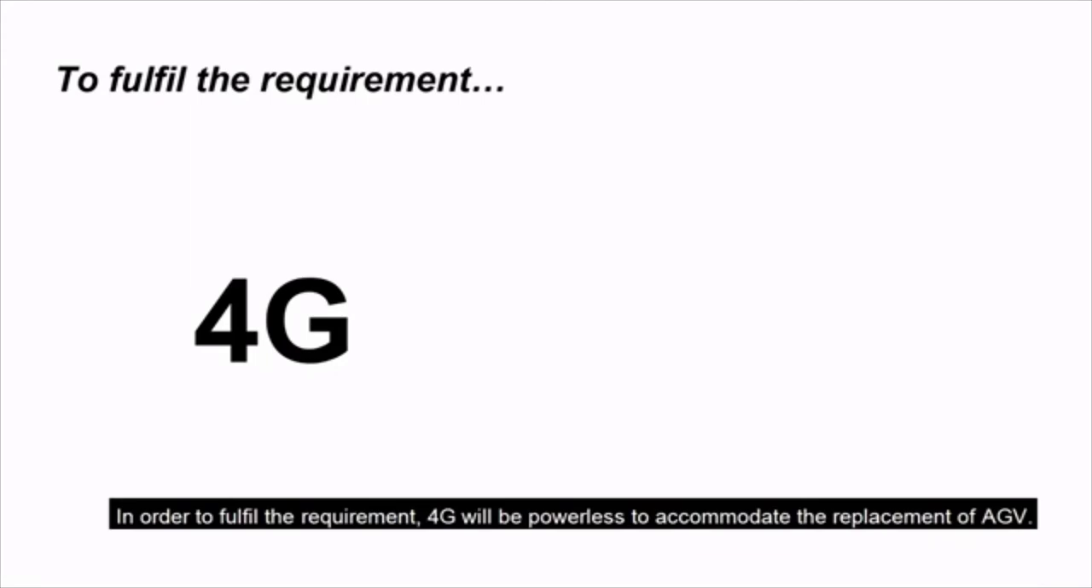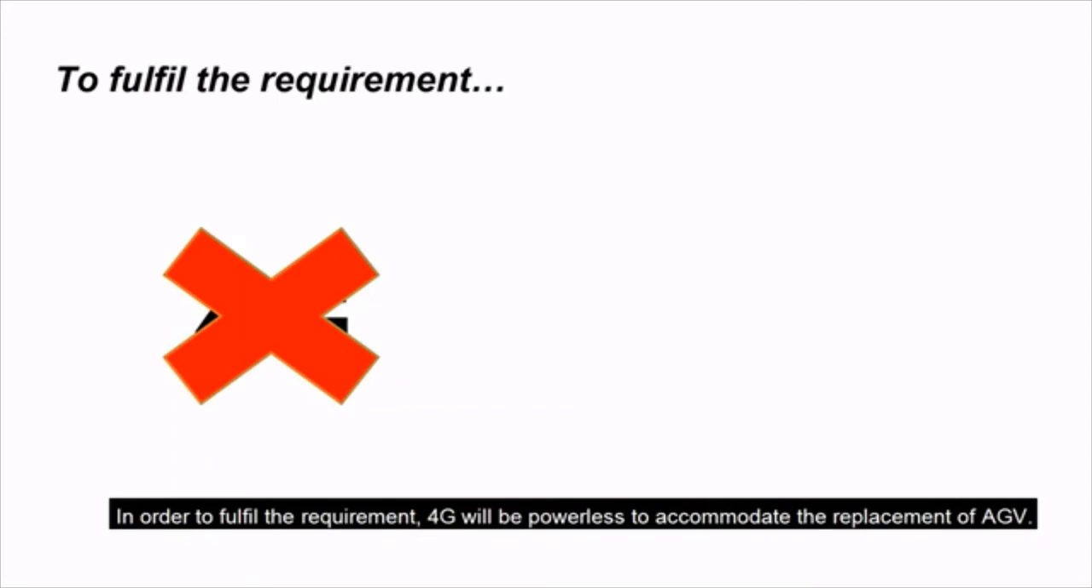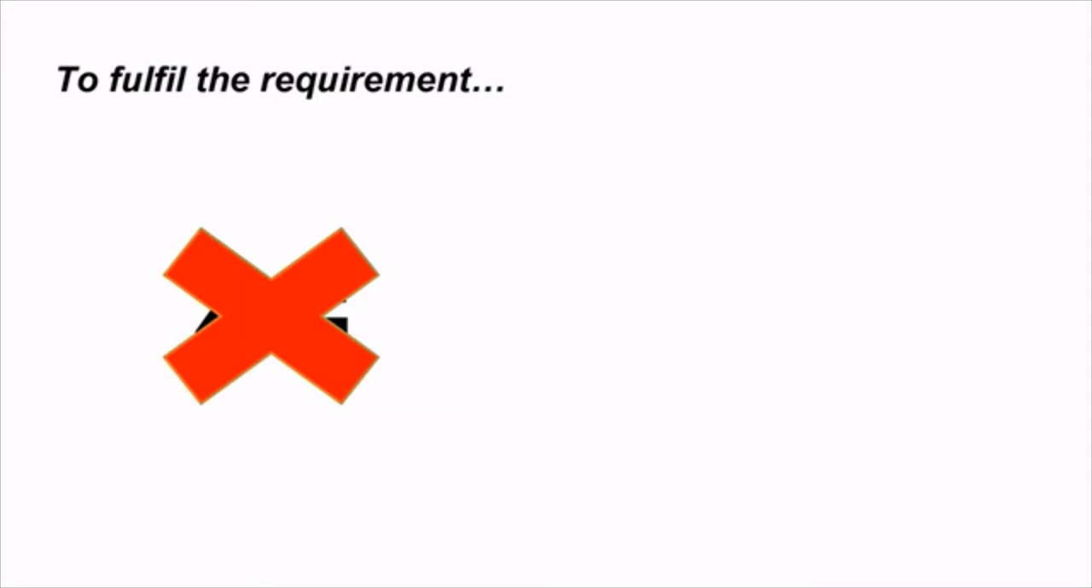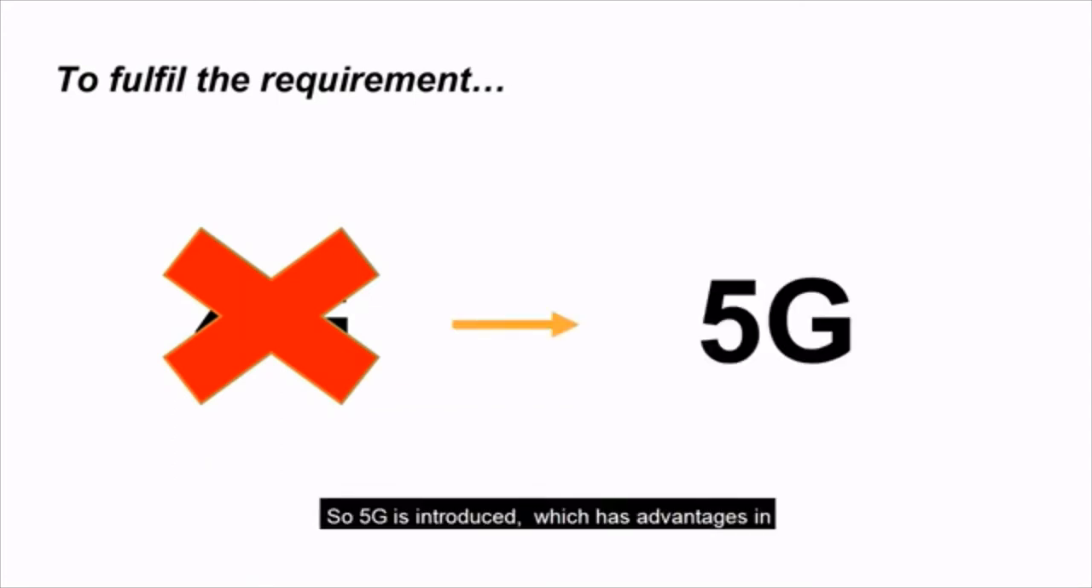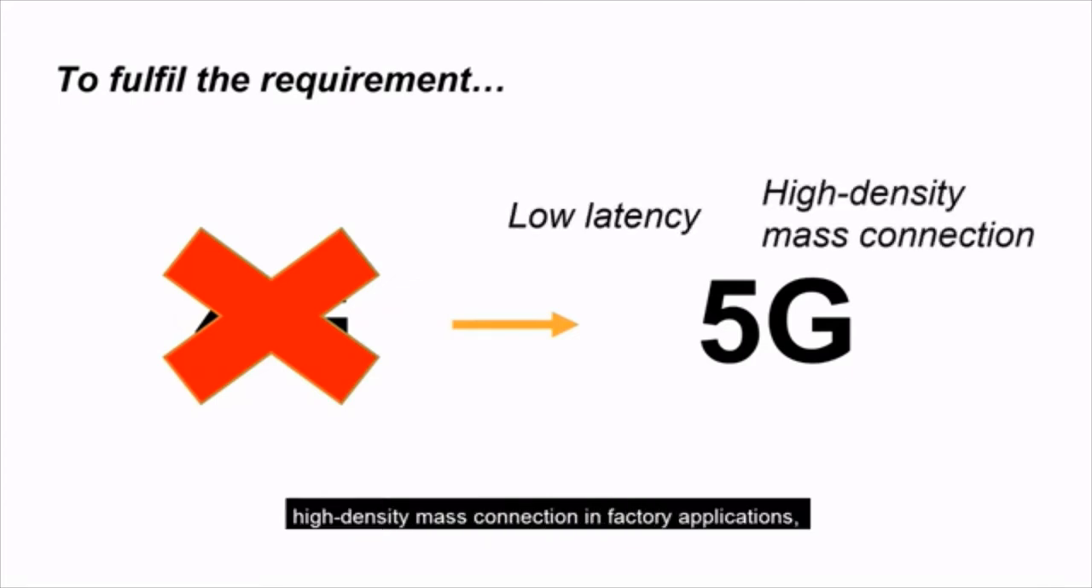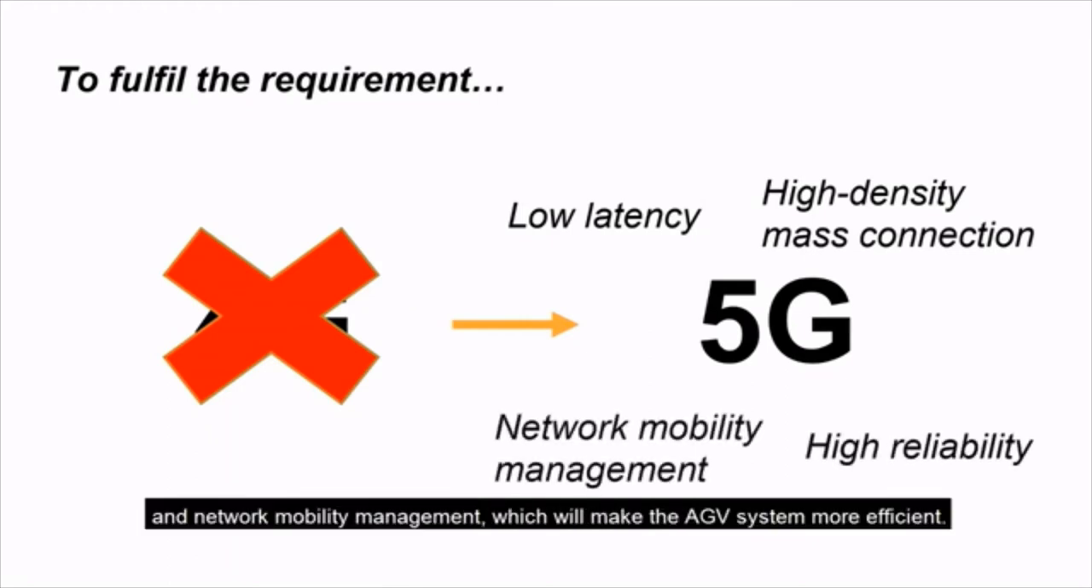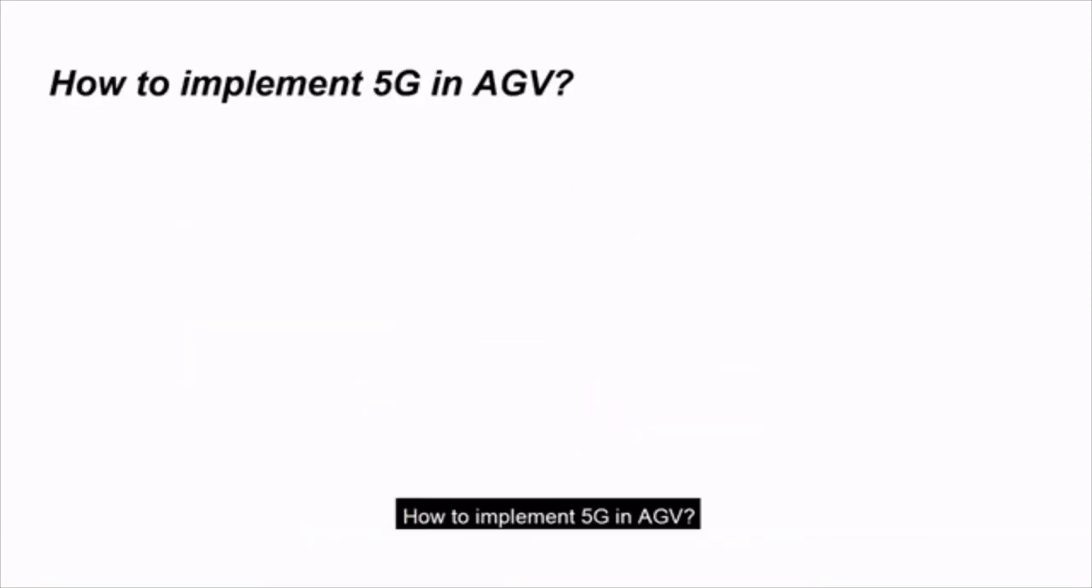In order to fulfill the requirement, 4G will be powerless to accommodate the replacement of AGV. So 5G is introduced, which has advantages in low latency, high density mass connection in factory applications, reliability, and network mobility management, which will make the AGV system more efficient. How to implement 5G in AGV?